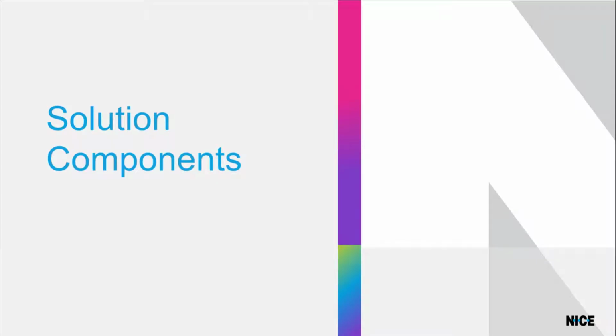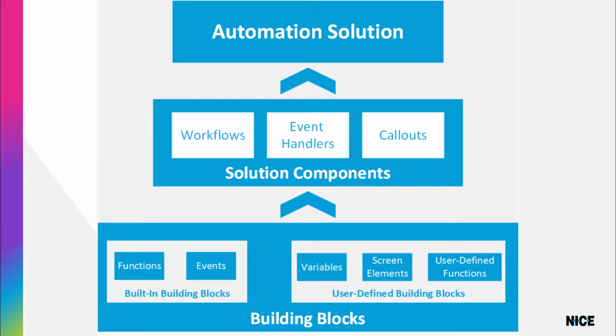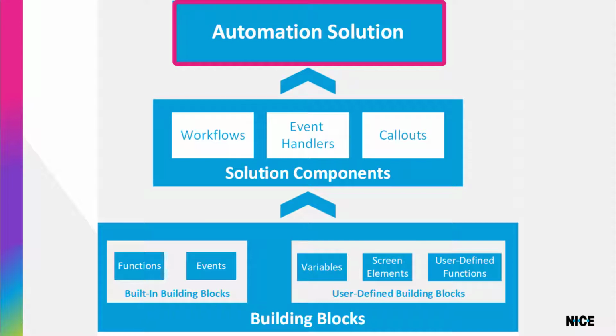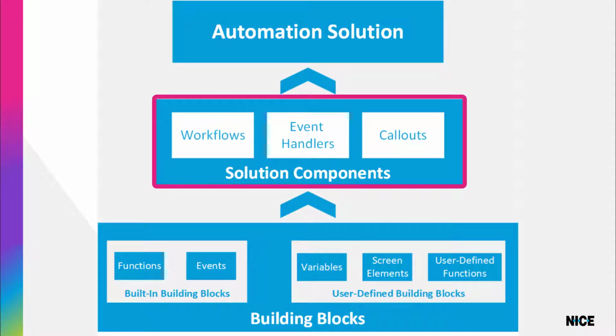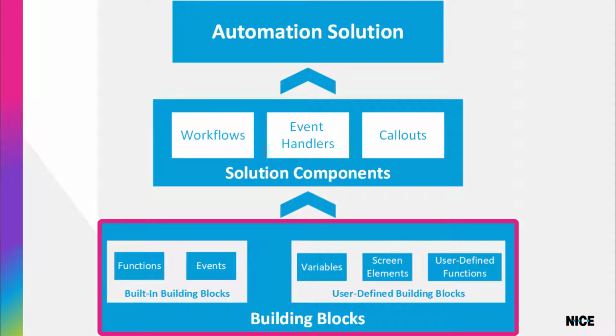Let us take a look at the various components of an automation solution in Automation Studio. For now, we will take a high-level view. Additional videos provide more detailed information on how to use each component. An automation solution usually consists of a combination of different components, which in turn are defined using smaller building blocks.